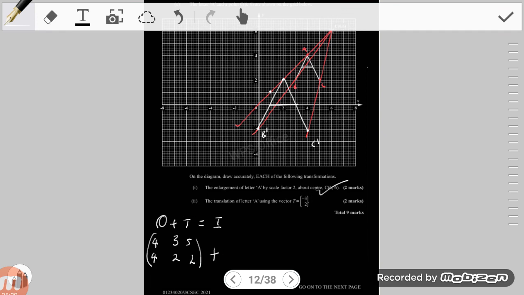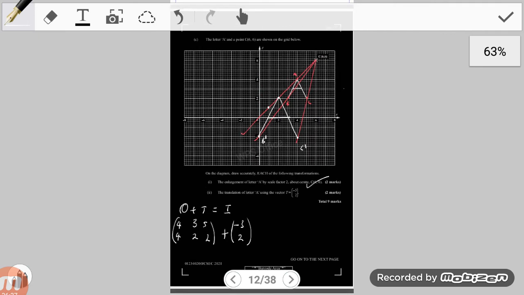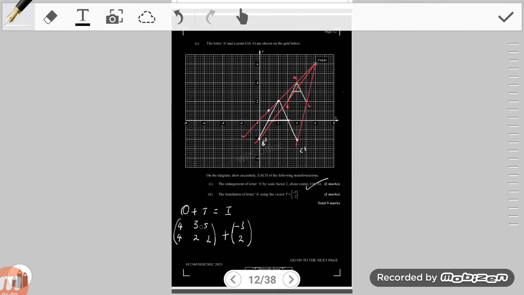Now I'm going to add that to my translation vector, which is -3, 2. And I'm going to add it like I'm adding matrices. So I'm going to be adding all the top numbers here to -3 to get all the x values of my new image A after translation. So 4 plus -3, that's going to give me 1. 3 plus -3, that's going to give me 0. 5 plus -3, that's going to give me 2.